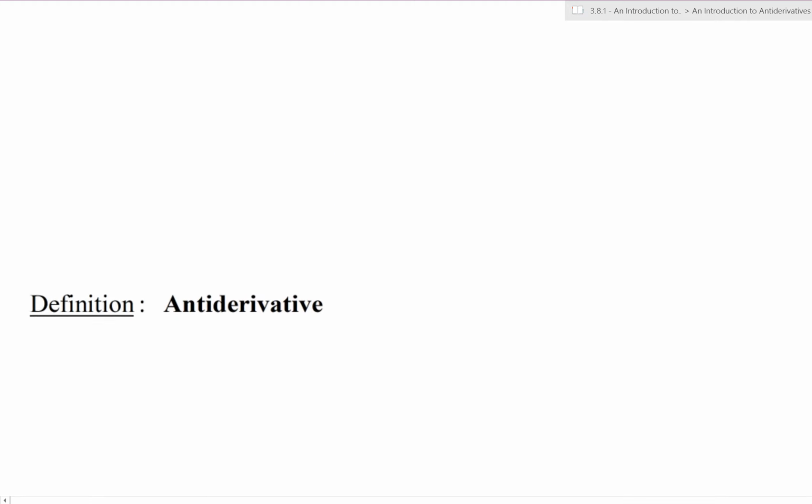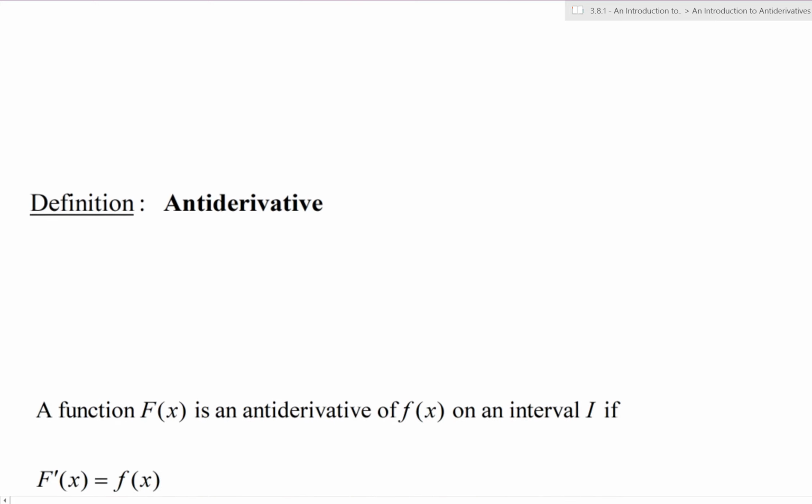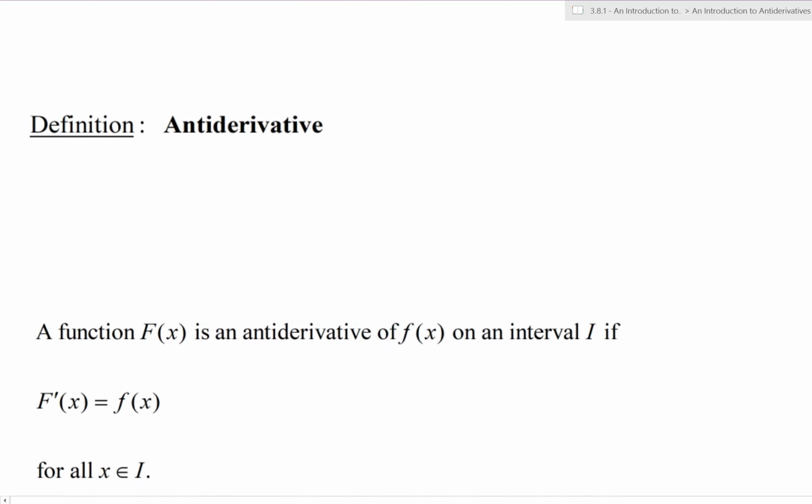The definition of an antiderivative is as follows. Given a function big F of x, we say that this is an antiderivative of another function little f of x on some particular interval I if the derivative of big F is equal to little f for all the values of x in this interval. So an antiderivative, and a key word here is an antiderivative, meaning it's not necessarily a unique antiderivative, if we can find a function for which when we differentiate, we get the derivative.